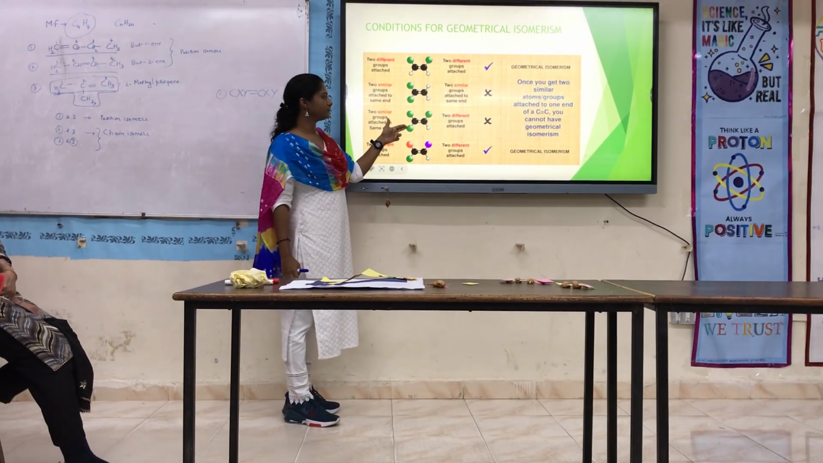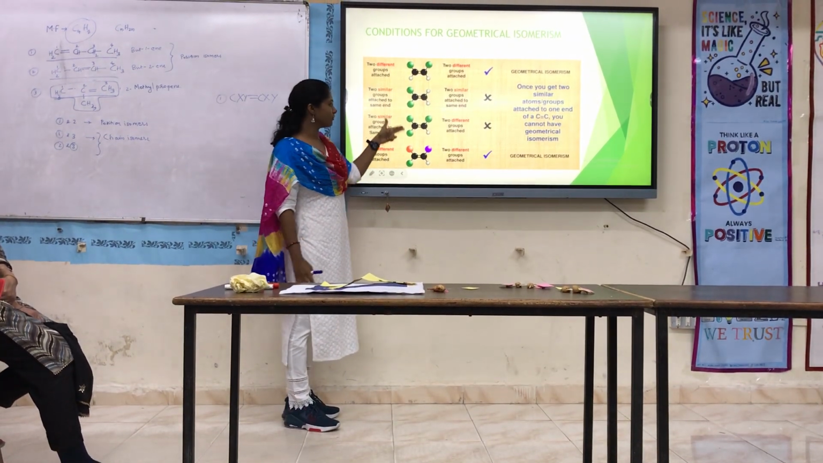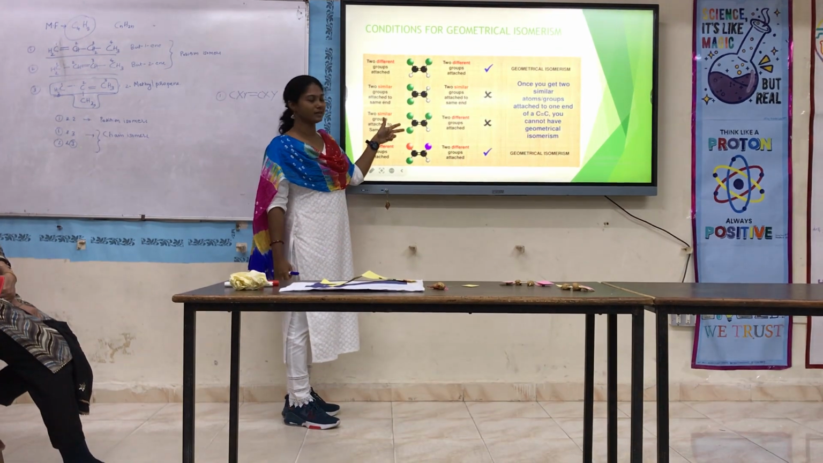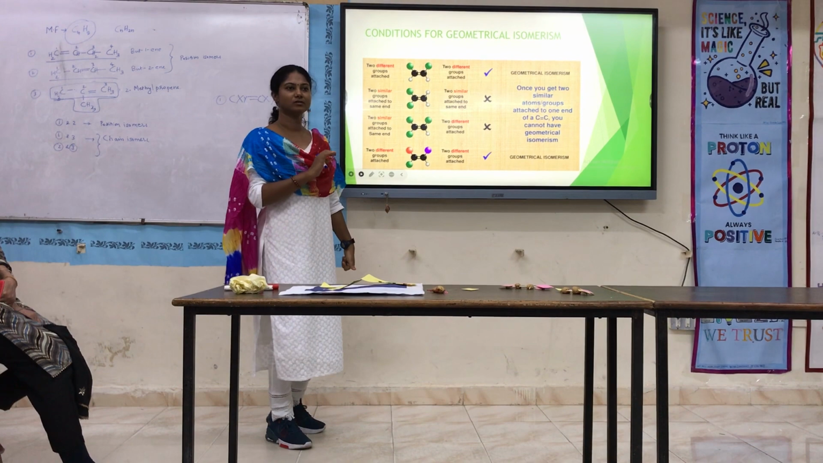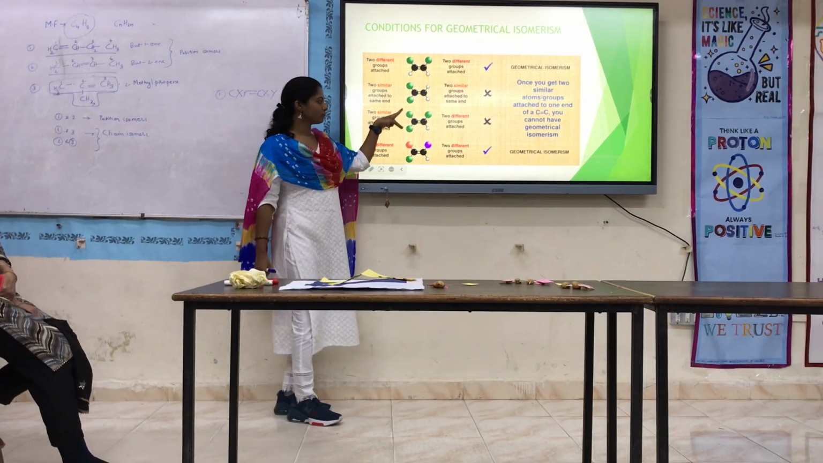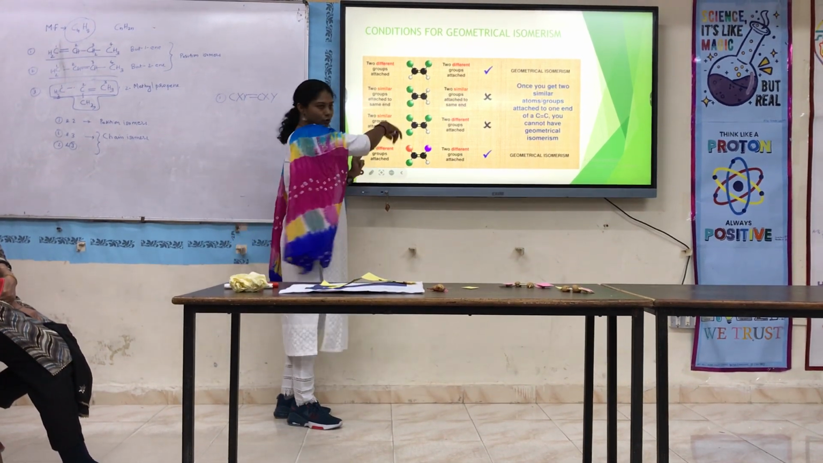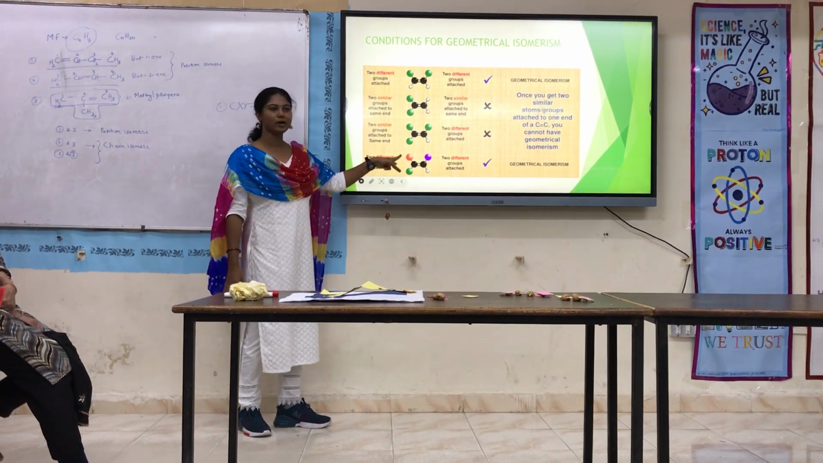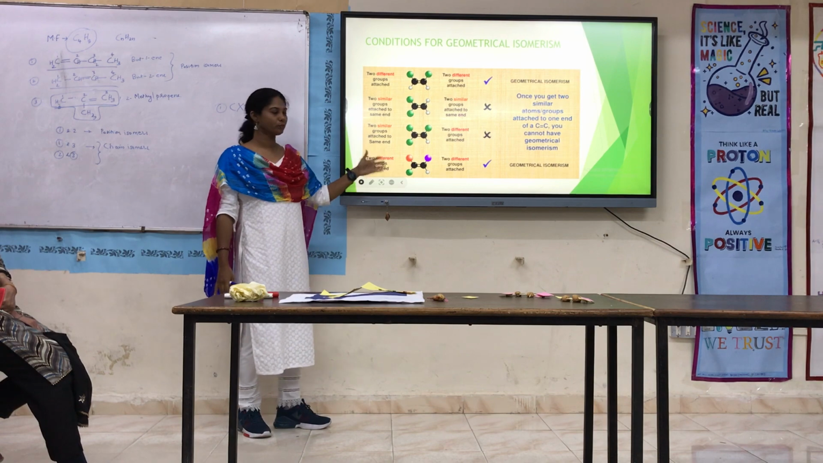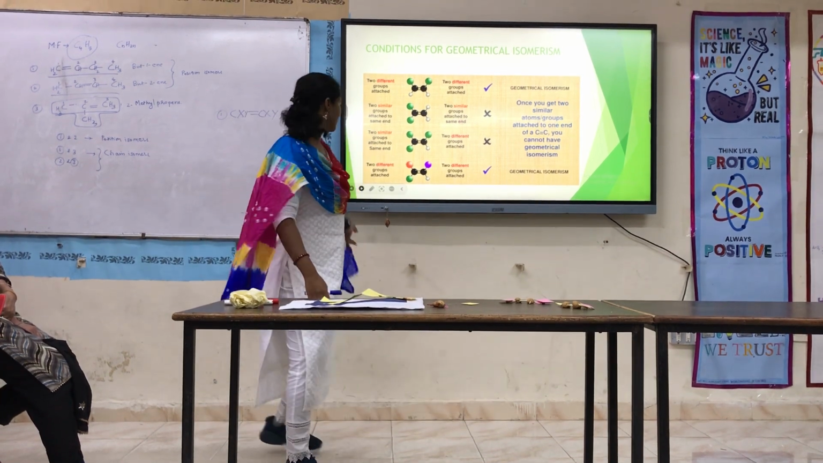And what about this one? The third compound has two similar atoms on one side and two different groups attached on the other side. So what about this compound? No, because on one of the double bonded carbon atoms, two similar groups are attached. So this also cannot show geometrical isomerism. What about the last compound? Again, it can show because it satisfies the condition.